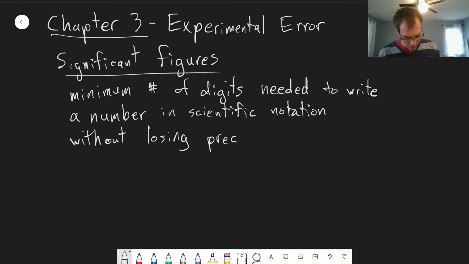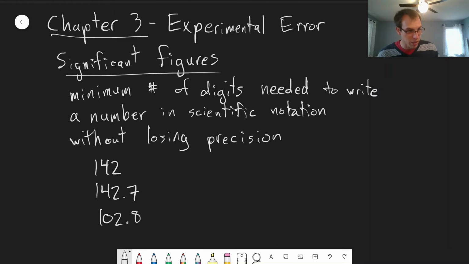Significant figures I feel like are easiest to understand with examples. So we'll look at a couple of numbers here. If this were an in-person class rather than a video, I'd just ask you to tell me how many significant figures are in each of the numbers I write down. You're not going to be able to actually tell me, but I'd like you to pause the video and think about it for just a second. So we have the numbers 142, 142.7, 102.89. So pause the video. How many significant figures does each of these have?